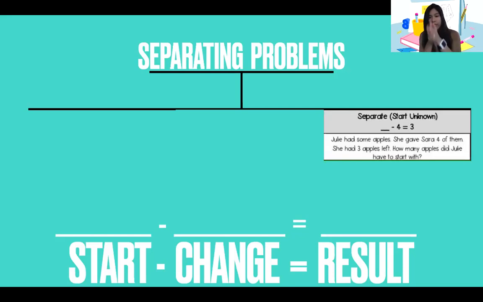So who is this problem about? Well, once again, it's about Julie. And what does Julie have? Apples. And what happened to those apples? Well, she gave some away. And after she gave some away, she had a new result, right? A new value. So let's go ahead and see what values the word problem gives us.